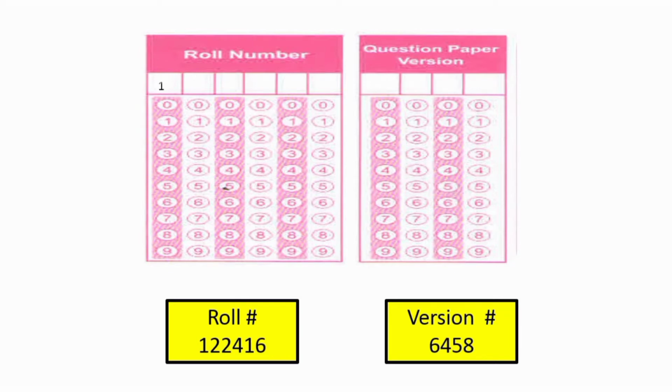Now for example, if you fill the wrong bubble like this, where you had to fill bubble 1 but mistakenly filled bubble 0, then this will be considered wrong. And if you do not fill the bubble completely, this is also wrong. And if you fill the bubble like this, that's again wrong. So be careful while you are filling the bubbles.